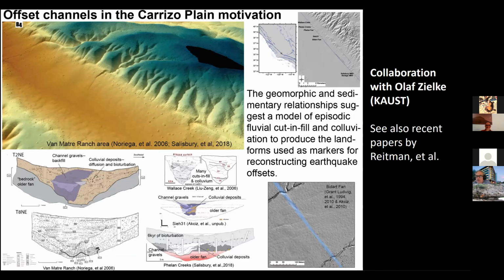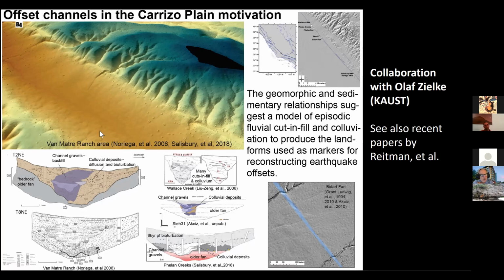So we'll go to the Carrizo Plain along the San Andreas Fault. This work is a collaboration with Olaf Zielke, who's at KAUST. And there have also been some other interesting papers in the last few years by Nadine Reitman and colleagues. If you look at the high resolution topography along the San Andreas in this area, we see it's just full of beautiful offset channels. The geomorphology shows the channels, and you can see that in this laser scan view at the top.